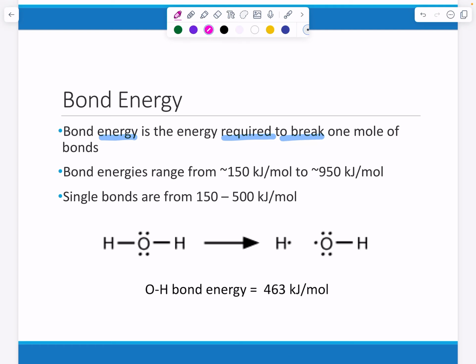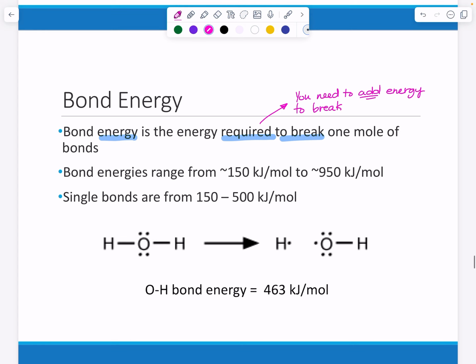Okay, so remember that you need to add energy to break a bond. You don't get energy out of breaking bonds. You get energy out of making bonds. So how much energy are we talking about? Things like 150 to 950 kilojoules per mole of bonds that you're going to break.